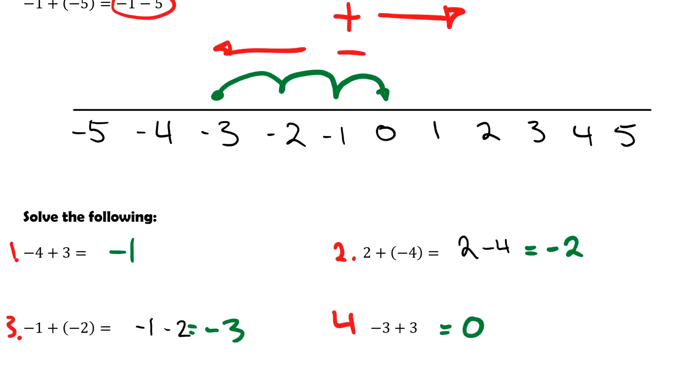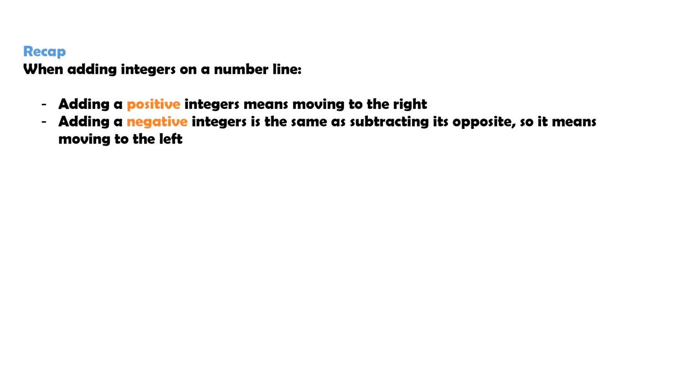Okay, so feel free to use a number line. If you think you can do it without a number line, you can, but it's there as a tool and you need to use it. So recap, when we're adding integers on a number line, when we're adding a positive integer, we're going to the right. So remember, plus goes this way. And then when we're adding a negative, it's the same as subtraction, and subtraction goes to the left.